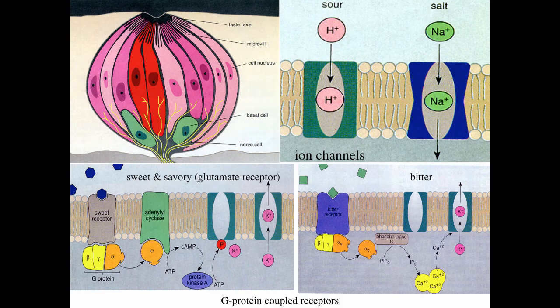This cartoon just highlights something about the different taste sensations. So, for example, salt and sour sensation are involved with ion channels. Sweet and savory sensation have specific receptors, and bitter has a specific receptor, and these receptors for sweet, for savory, and for bitter are involved with G protein coupled receptors. And you learned a lot about G protein coupled receptors in your biochemistry course, so I don't need to go over them here.